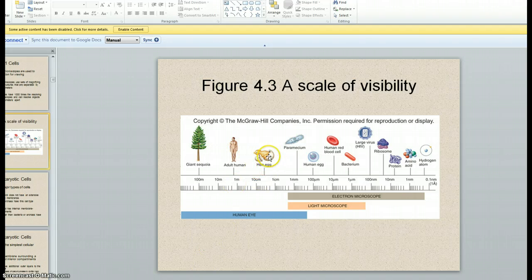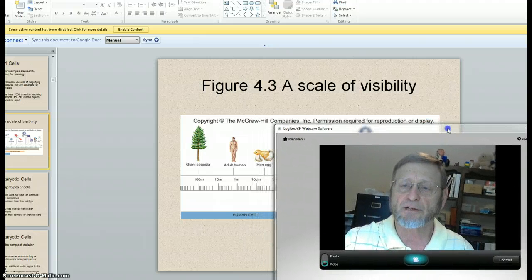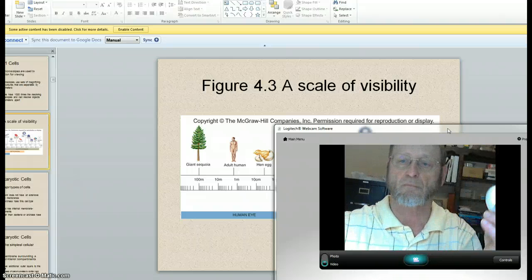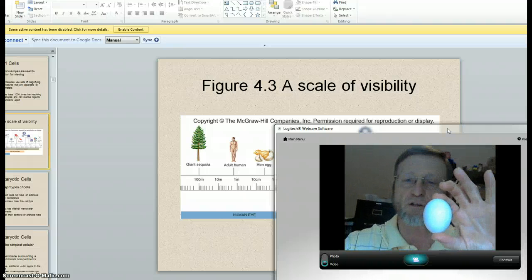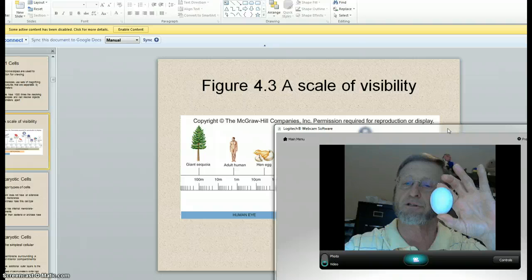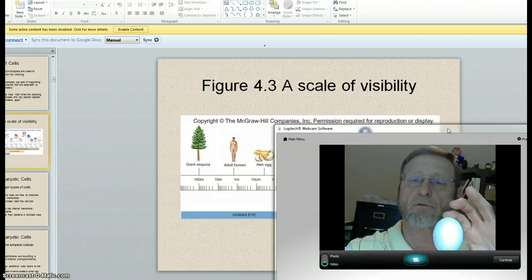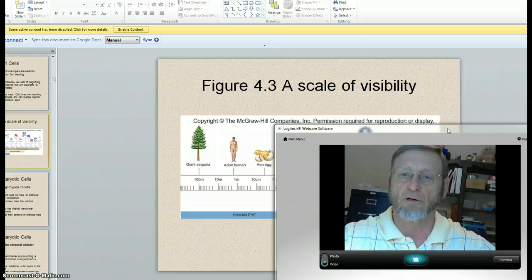So let's talk about the size of cells, and this little chick coming out of an egg, of course, is multicellular. Lots of cells there. But are all cells tiny? No, they're not. Have you ever eaten an egg? There's an egg. And that's a single cell until it starts to differentiate into all the cells that make up a chicken. That's an individual cell.